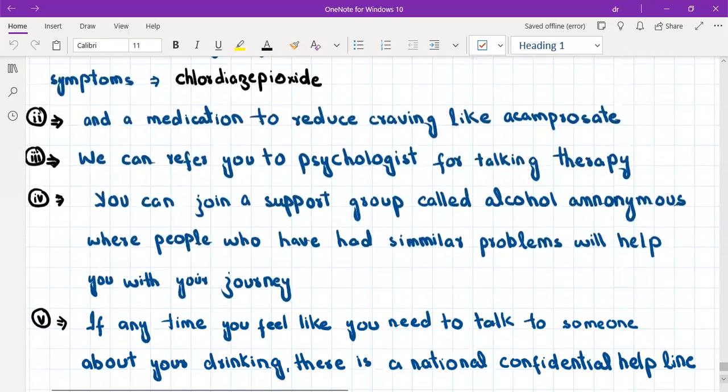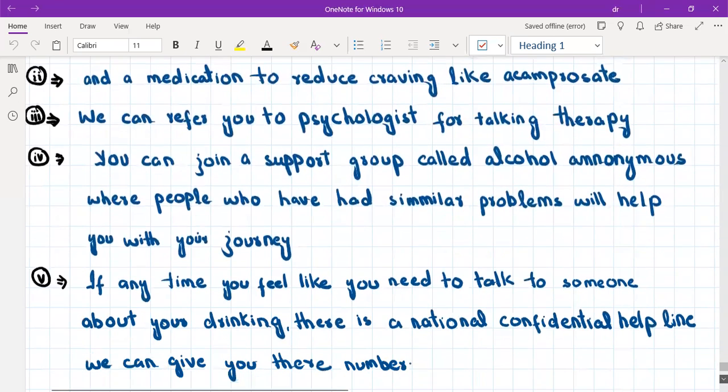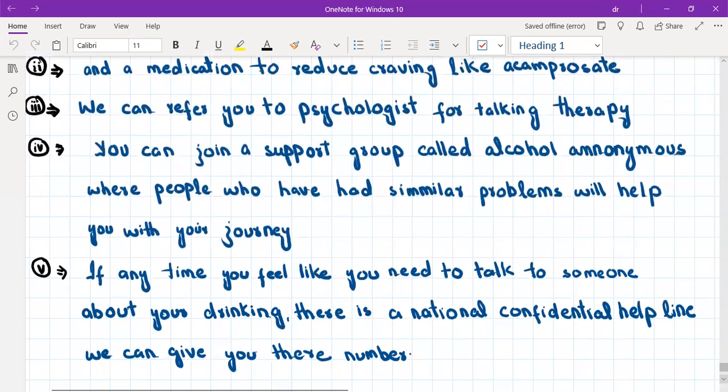Okay. And you'll also tell them that if any time you feel like you need to talk to someone about your drinking and you are feeling overwhelmed, then there is a national confidential helpline, and we can give you their number. And anytime you are feeling overwhelmed, you can just call on this number, and there will be someone available to talk to you. Okay, and then provide you support.